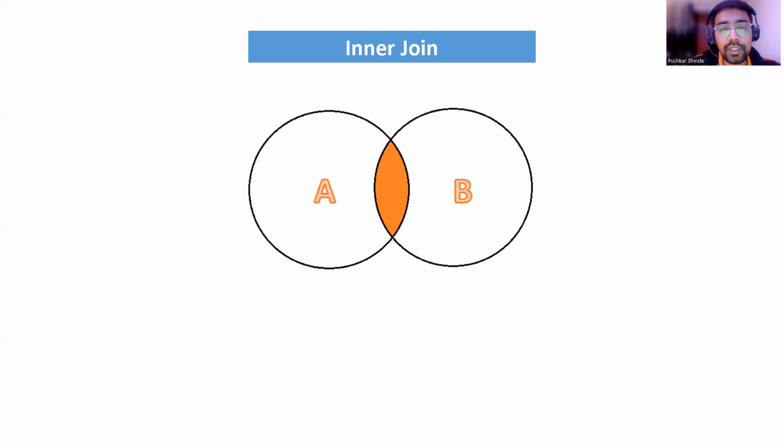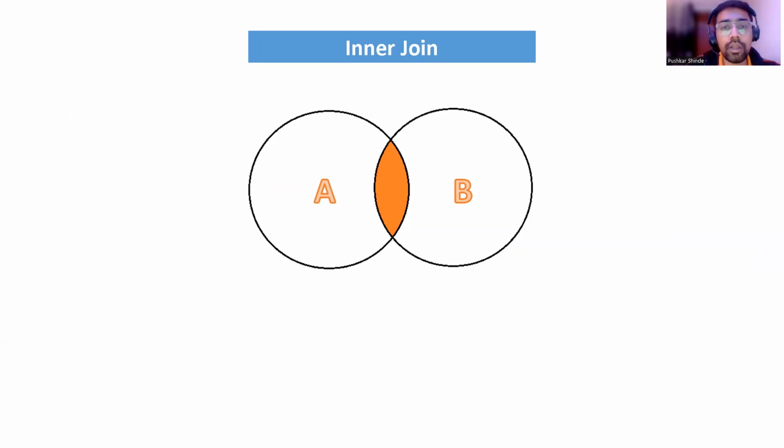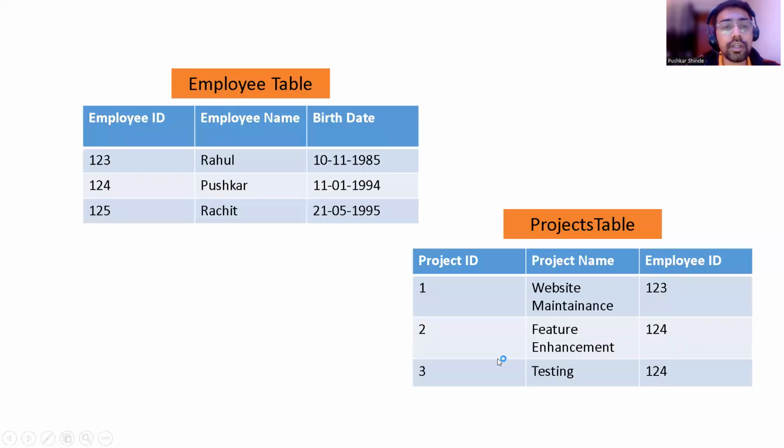To begin with, here is our first join, that is inner join. Here we have drawn two sets, set A and set B, referring to our Venn diagram example. Set A contains employee IDs from the employee table, while set B contains employee IDs from the project table. Going back to the example, you can see the employee table has a column called employee ID, and this has values like 123, 124, and 125. So we have assigned set A to this. Set A will have employee IDs 123, 124, and 125.